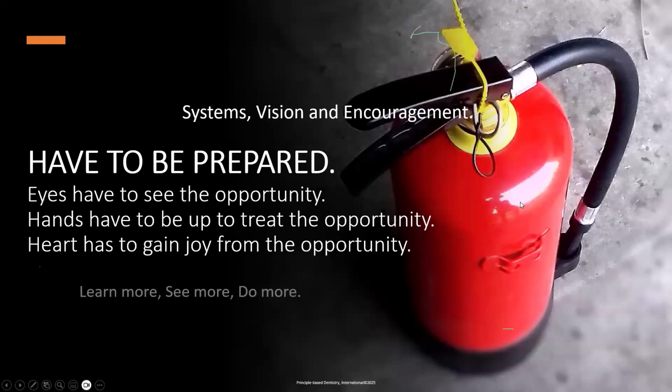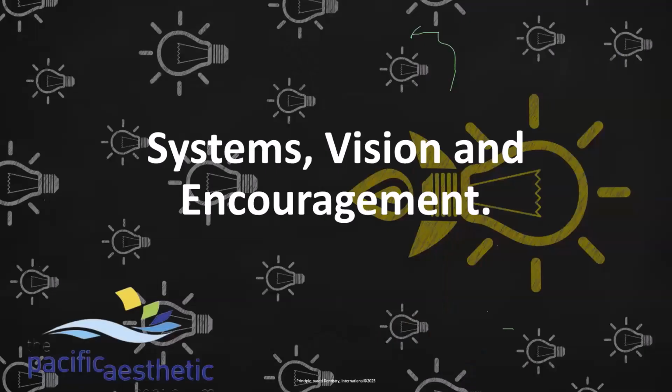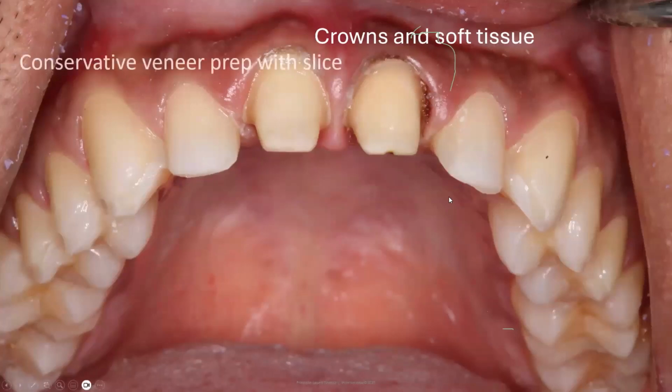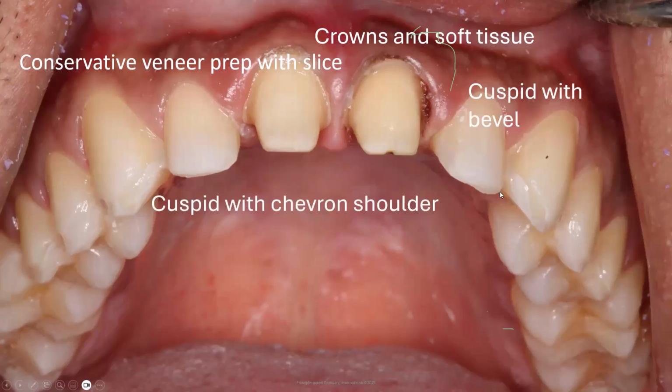So the more you learn, the more you'll see, and then the more you'll do. We can guarantee it. So it's systems, vision, and encouragement. And that's the key part of what the PAC's all about. So you look at these veneer preps, right? On the front two teeth, 8 and 9, we have crown preps, and we've had some soft tissue recontouring. If you look at the other parts of this, you've got the conservative veneer preps with slice preps on these laterals. So you can see it's a very conservative veneer prep, but we have slice preps. And then as we go through here, we have a cuspid with a bevel on the inside ledge. Here we have a cuspid with a chevron on the other side.